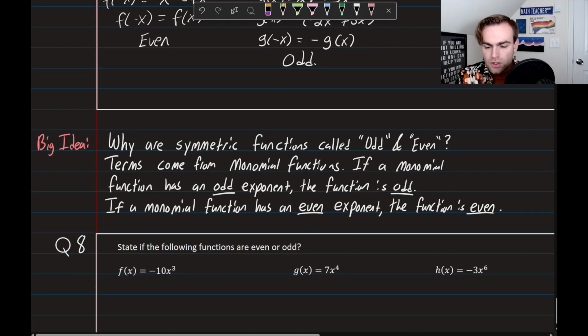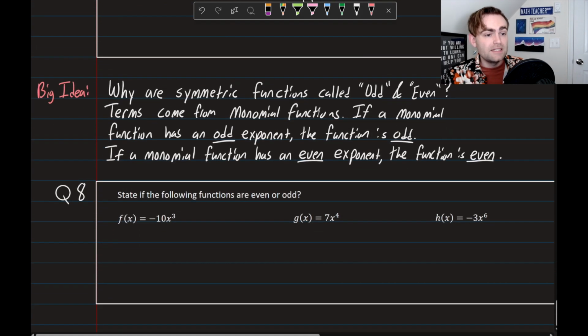All right. So why are we calling these functions even and odd? Why use that for the names of our symmetries? Why not just reflectional and rotational symmetry? Well, it comes from monomial functions. If a monomial function has an odd exponent, then that monomial function has odd symmetry. If the monomial function has an even exponent, it's got even symmetry.